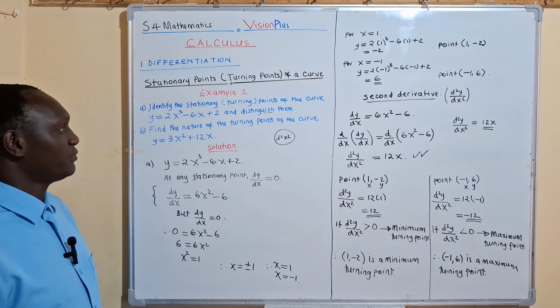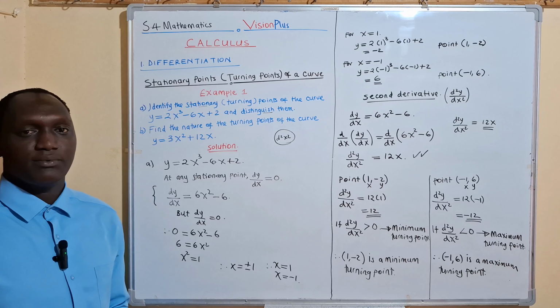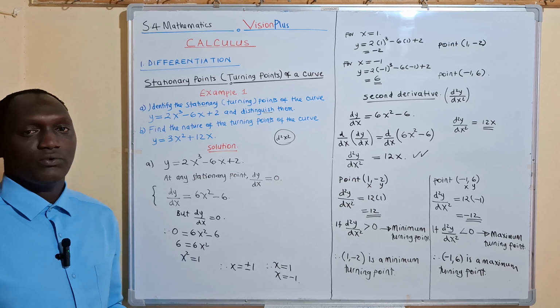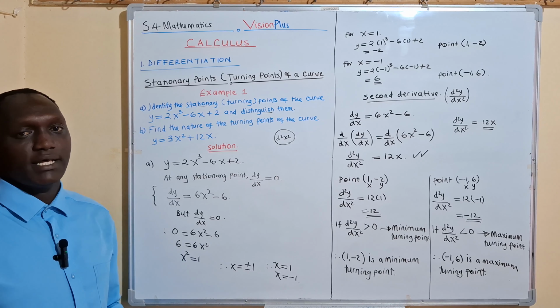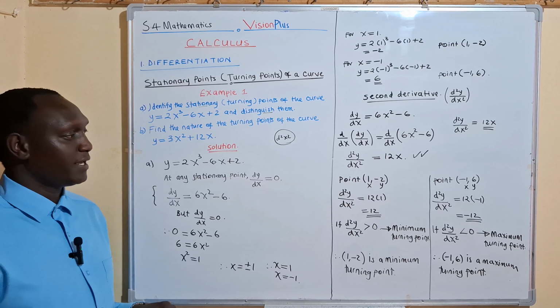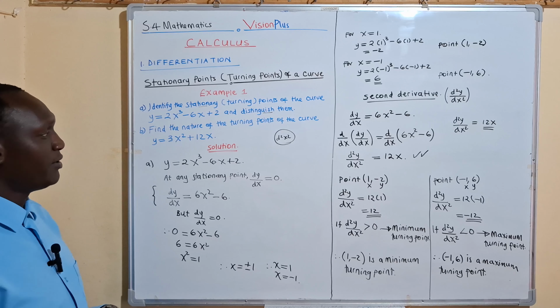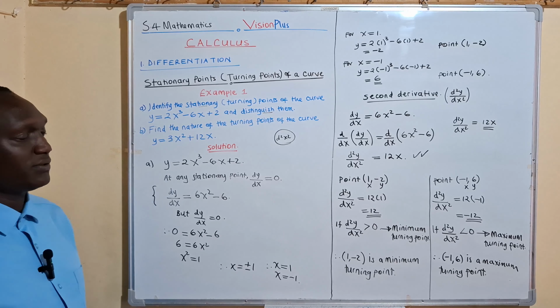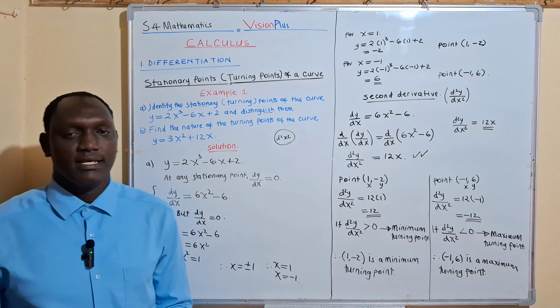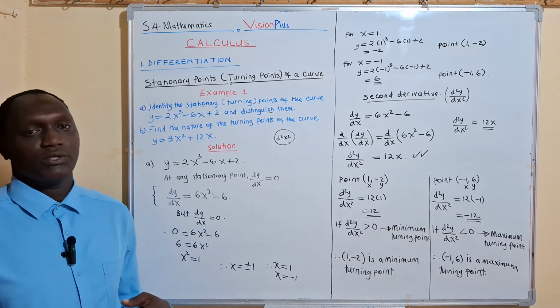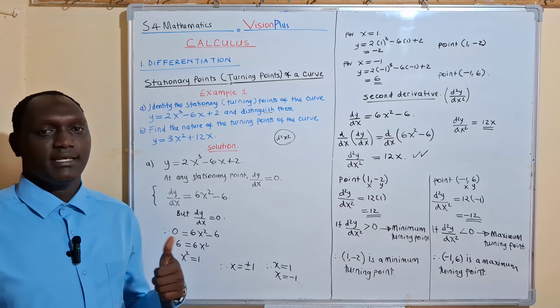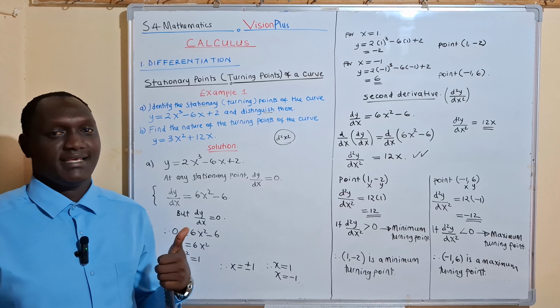So this is how you get the turning points, and that is how we distinguish them, how we tell whether the point is a maximum, a minimum, or a point of inflection. This is just example 1, part A. By the time we go to example 5, you will be a pro. Don't worry. Thank you.